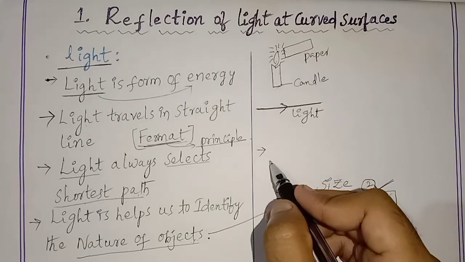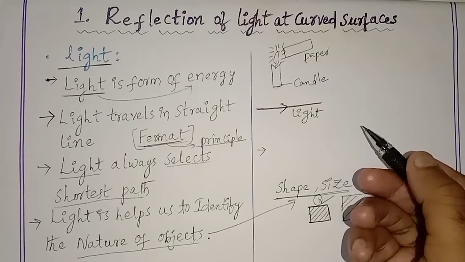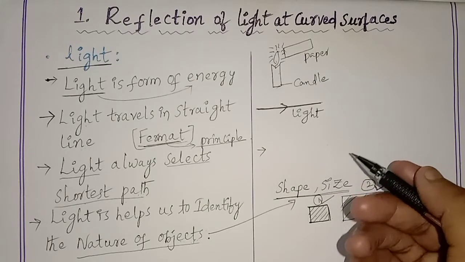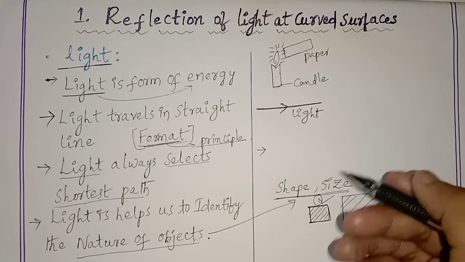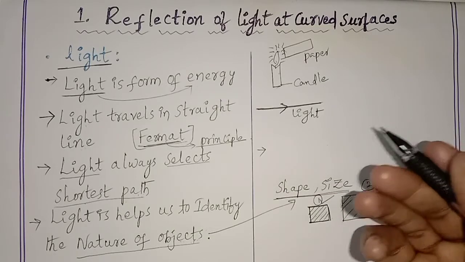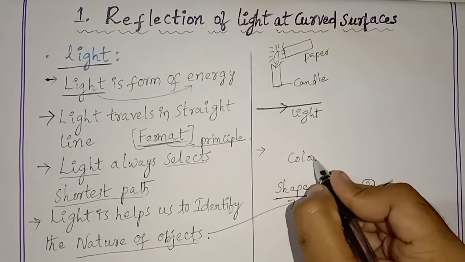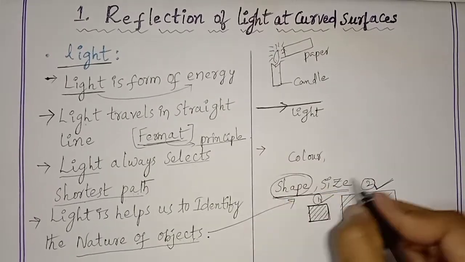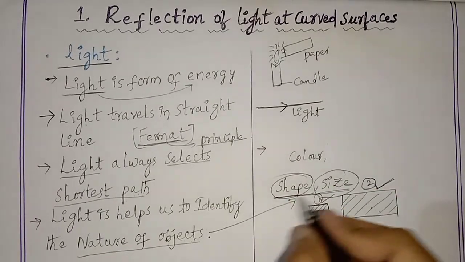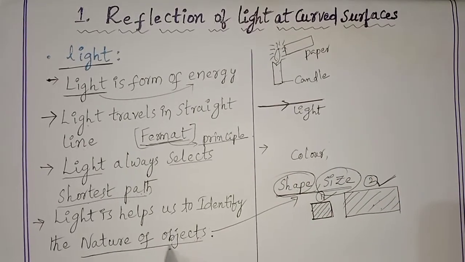With the help of light, we can see the object, we can identify the color, the shape, and the size. So color, shape, and size are the nature of the object.